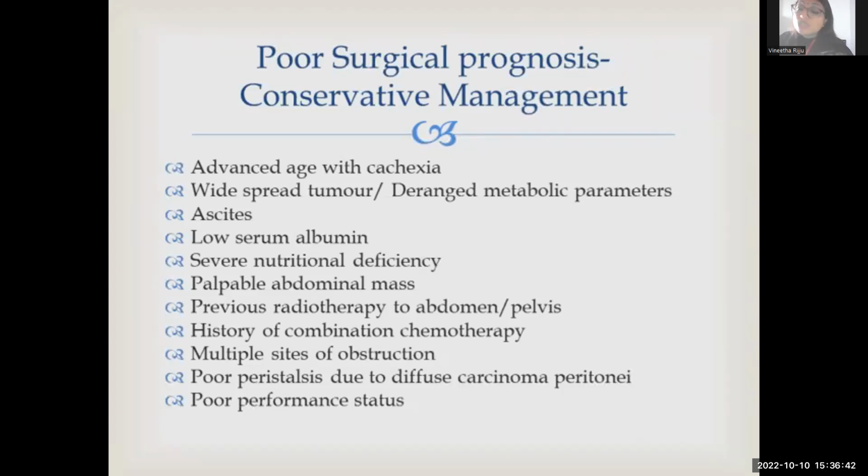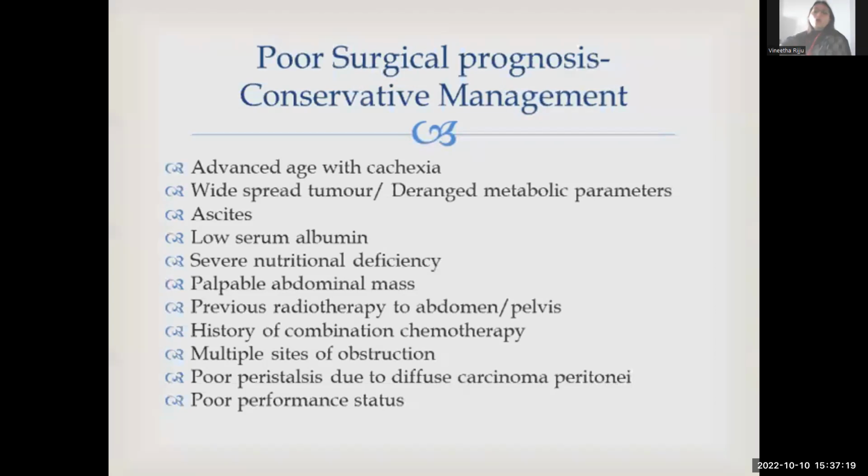Now, severe nutritional deficiencies, then if the mass in the abdomen is so big that you can palpate it, just put your hand on the abdomen and you can feel the tumor mass. And what if your patient has already received radiotherapy to the abdomen and pelvis or multiple surgeries before? That means that patient is going to have a lot of adhesions inside. So it might not be an obstruction at just one point. There will be a lot of obstruction because a lot of bands have been formed inside the abdomen, which are pulling the intestine.